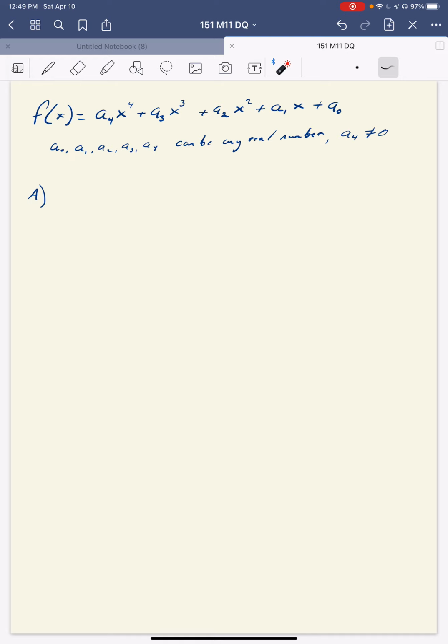The first question is, f of x intersects the vertical axis in one and only one point. Is that a true statement or a false statement, and why? In order to answer this question, we have to understand what it means for the function to intersect the vertical axis. So I'm going to draw a little set of axes over here on the side. This one right here is my vertical axis.